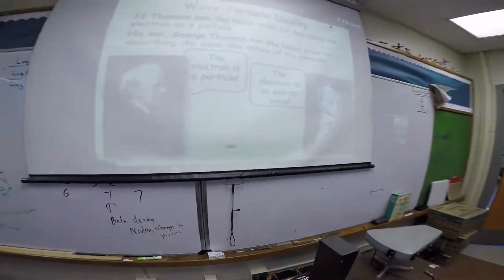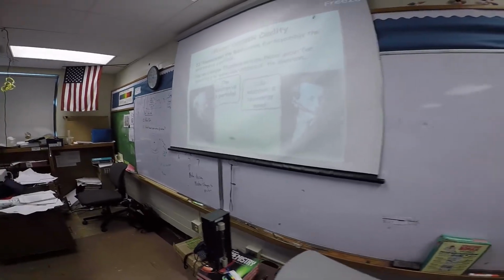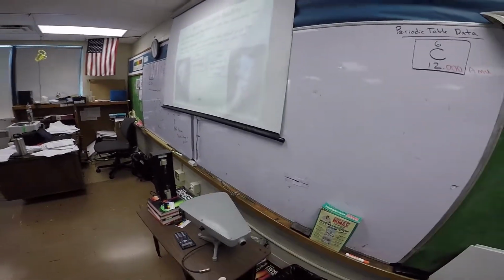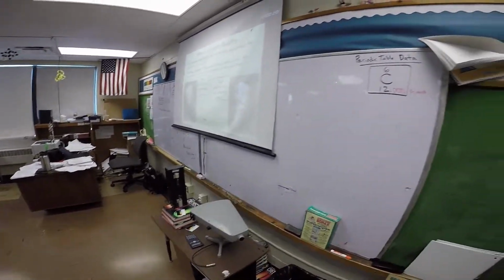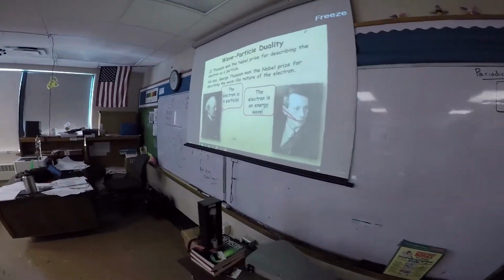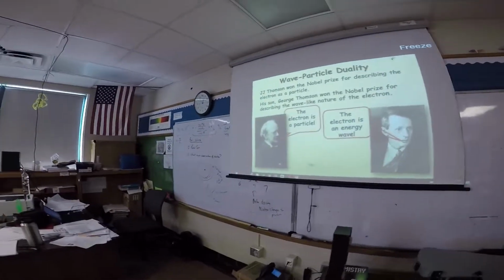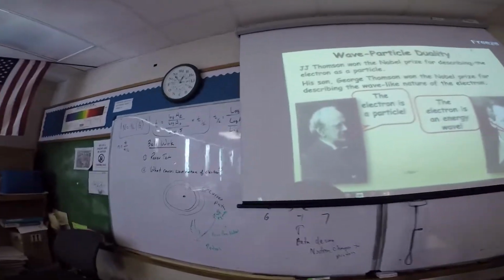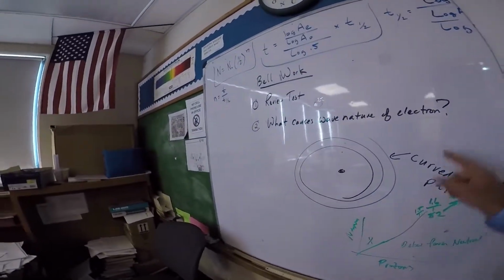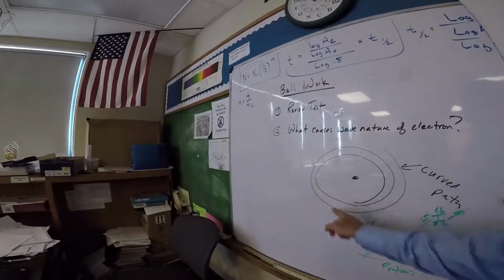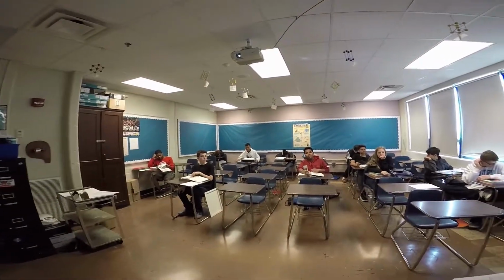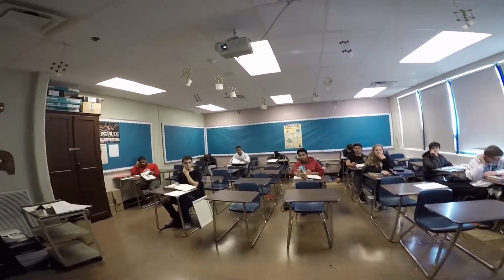J.J. Thomson's son discovered that the electron is an energy wave. The electron's an energy wave. So if the electron's an energy wave, then you're not going to have basically a planetary model where electrons are moving around like planets, like the Earth moves around the sun. That's the planetary model. Things that have mass tend to move in direct paths.